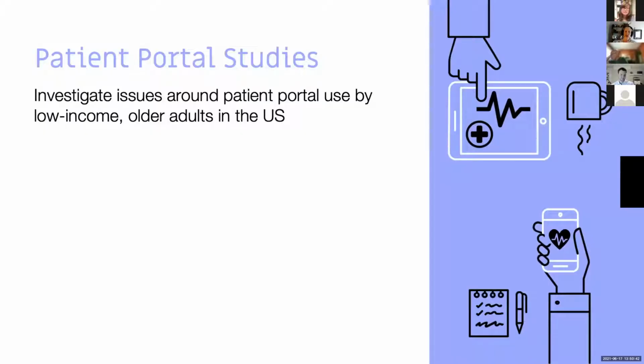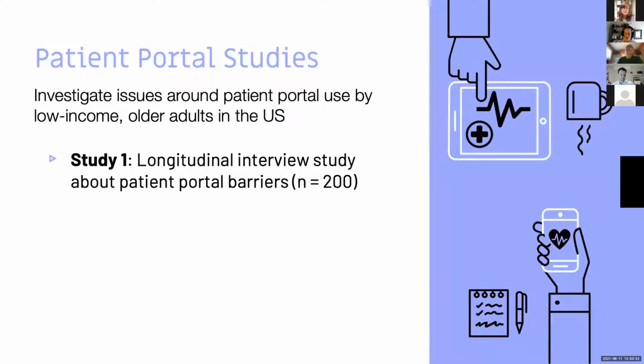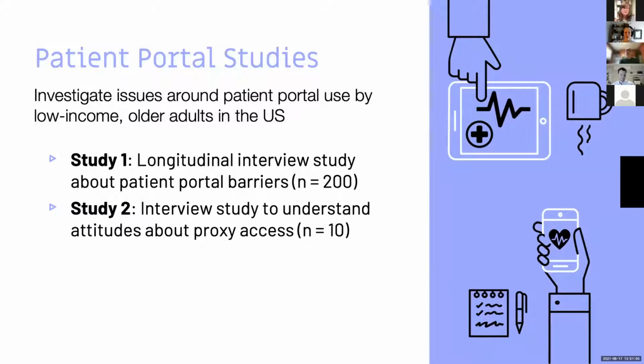So we did a series of patient portal studies to understand adoption barriers, and we were focusing on low-income older adults in the United States, in North Carolina in particular. The first study was a longitudinal study with 200 users. We interviewed them every 6 months over a period of 2 years to understand whether they were using the patient portal, what barriers to access they might be experiencing. And then we did a small follow-up interview study with 10 of those users to understand their attitudes about having their proxies or their close others, the people around them, access the patient portal on their behalf.